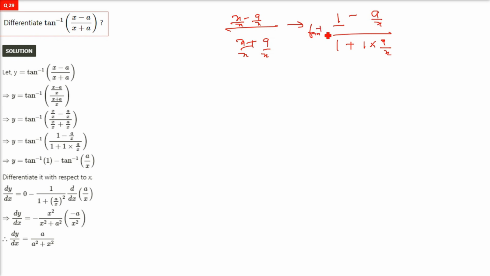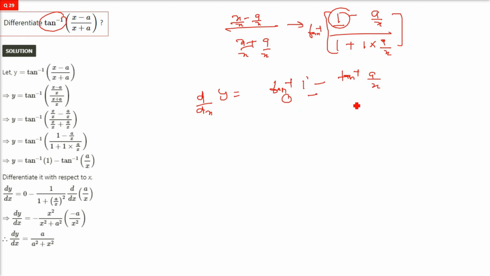When you have tan inverse outside this, what does it mean? It is simply tan inverse of first term, which is 1, minus tan inverse of a by x. Remember, it is negative in the numerator, denominator it is positive. So now it will be tan inverse 1 minus tan inverse a by x. Now this is y. Now let us differentiate it, d by dx of this. Tan inverse of 1 is a constant, it will be 0. And tan inverse a by x is simply 1 by 1 plus (a by x) whole square, and then differentiation of a by x.